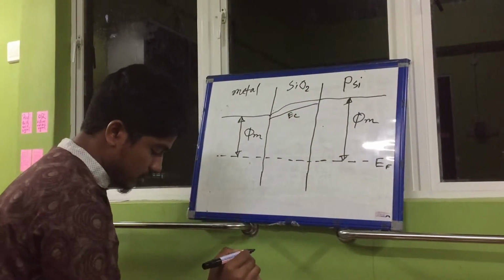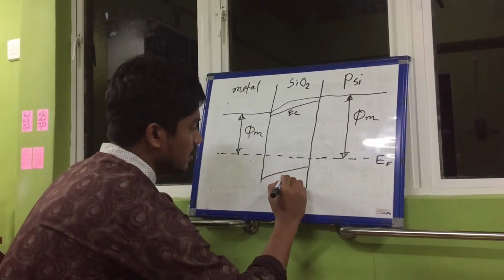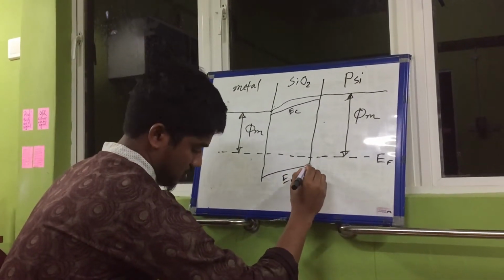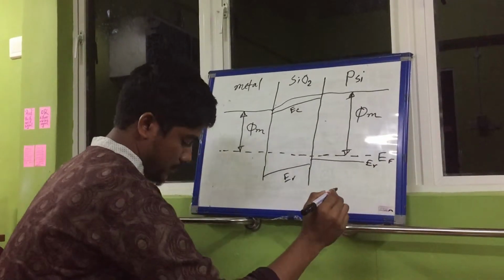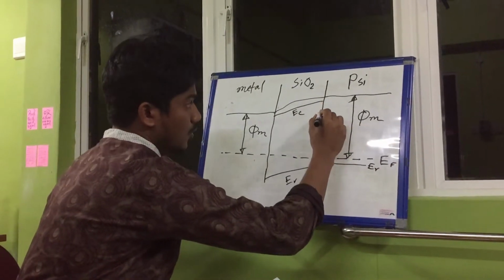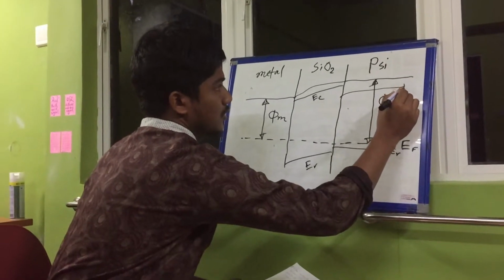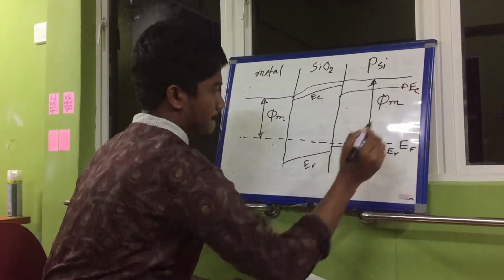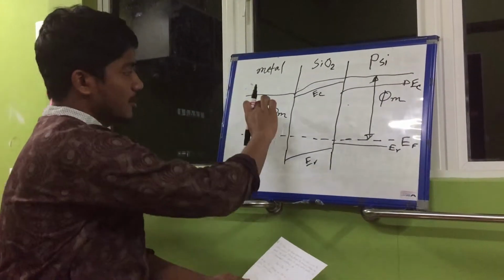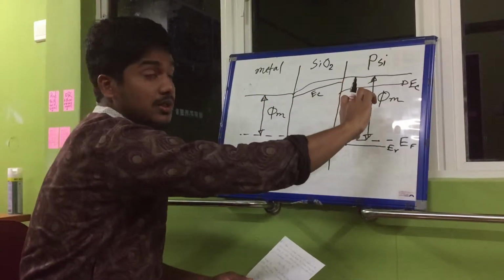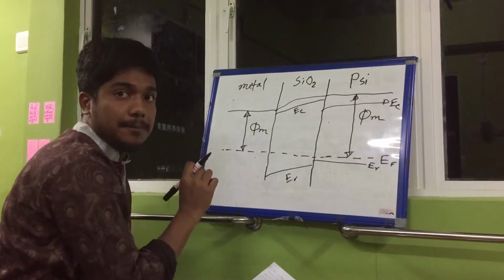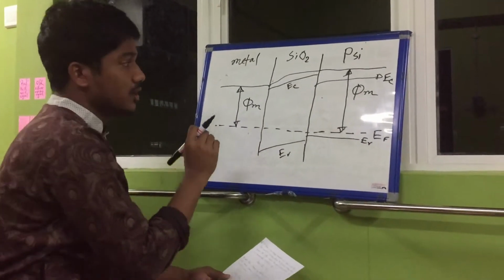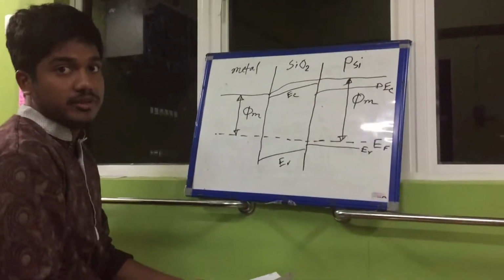This is EV here, and it will be a little bit up. EV, and EC will be EC. So the vacuum level of metal and the semiconductor, as you see, is not the same. For this difference, we need to give some voltage to get the equation very clearly.